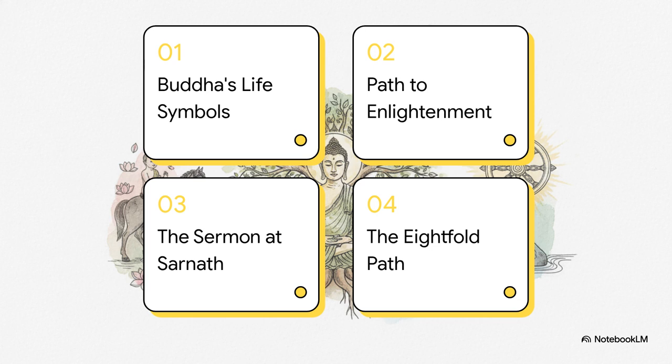So here's our game plan. First, we'll decode the key symbols from the Buddha's life. Then, we're going to trace his journey to enlightenment. After that, we'll zero in on that all-important first sermon at Sarnath. And finally, we'll wrap it all up by breaking down the Eightfold Path. A clear roadmap, right? Let's get started.